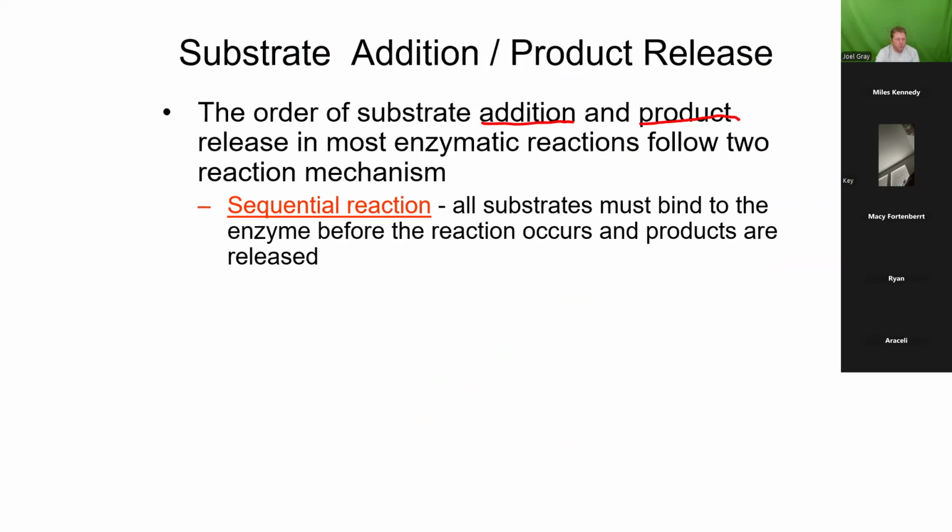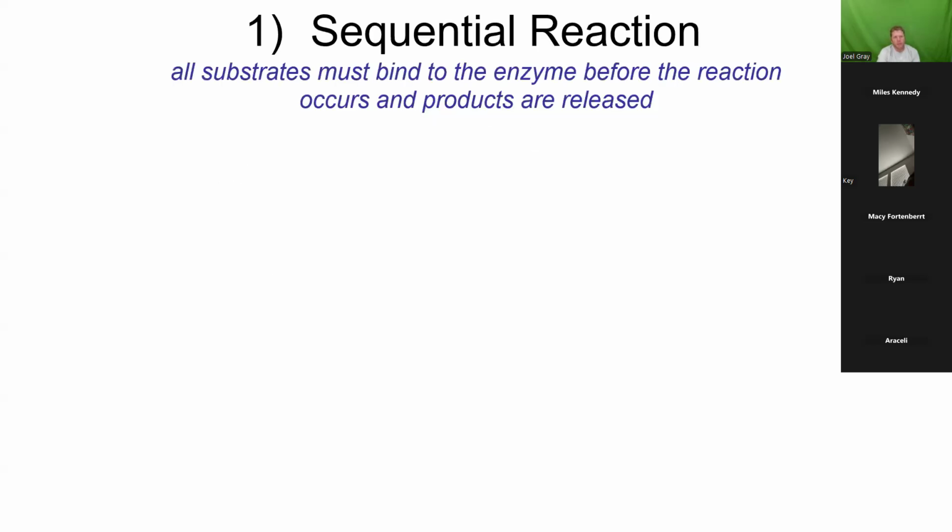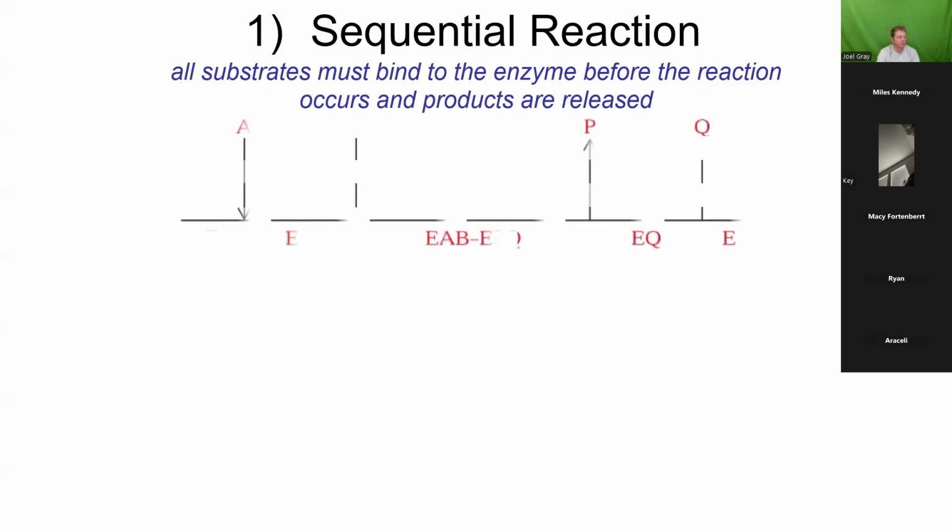So a sequential reaction is a reaction that says all substrates must bind to the enzyme before the reaction occurs and products are released. The sequential reaction can either be ordered or random. Now, in an ordered reaction, the sequence matters. A random reaction, it doesn't matter. So a sequential reaction is all substrates must bind to the enzyme before the reaction occurs and products are released.